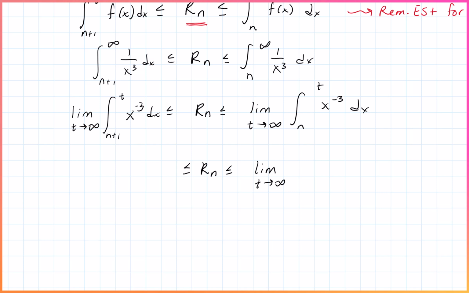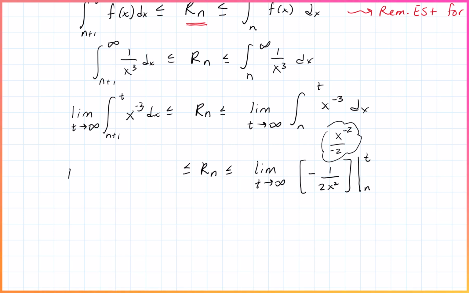So the integral here, when we integrate, we get x to the -2 divided by -2. So I'm going to go ahead and just rewrite that. That is actually going to be -1/(2x^2), and I'm going to be evaluating that from n to t.